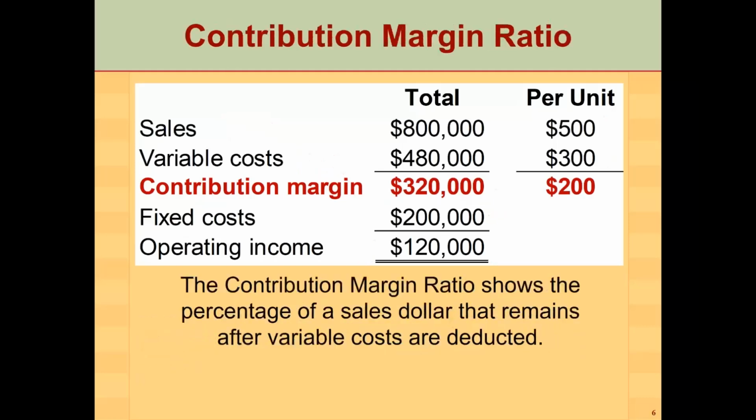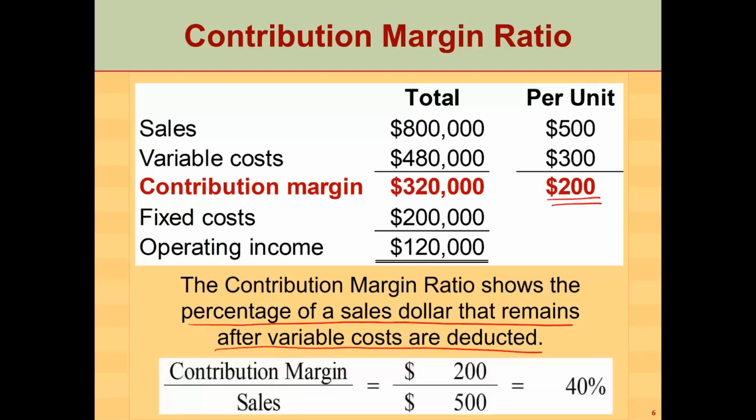If I wanted to look at contribution margin ratio and ask the question, what is the percentage of a sales dollar that remains after variable costs are deducted? Well, contribution margin was $200 per unit. I would just take that 200, I would divide by the 500, and I have a contribution margin ratio of 40%. We're going to use that ratio in problems as we go forward. So just as a recap, your contribution margin can be stated on a per unit basis, or you can express a contribution margin percentage there.